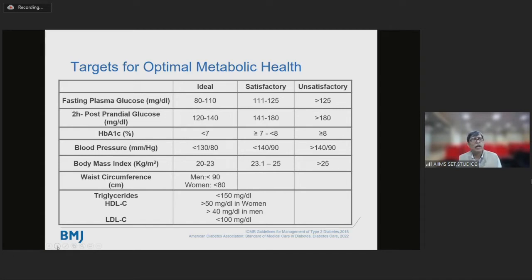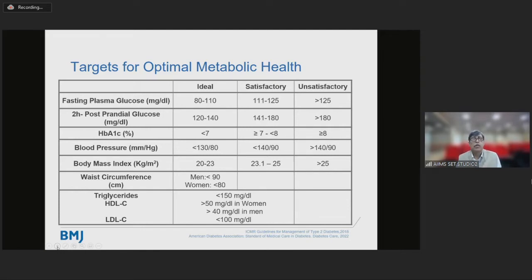Fasting glucose targets are about 80 to 110, or people may say up to 80 to 120. Anything over 120 or 125 is unsatisfactory. A 2 hours post-load of between 120 and 140. Anything above 180 is clearly unsatisfactory.